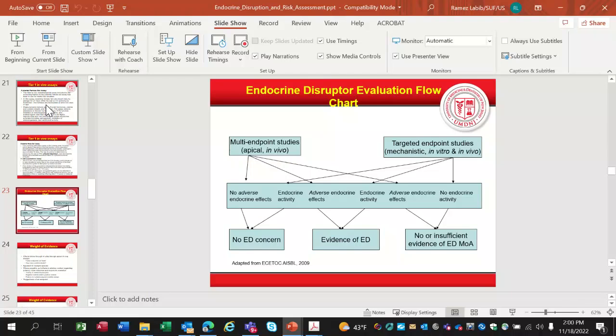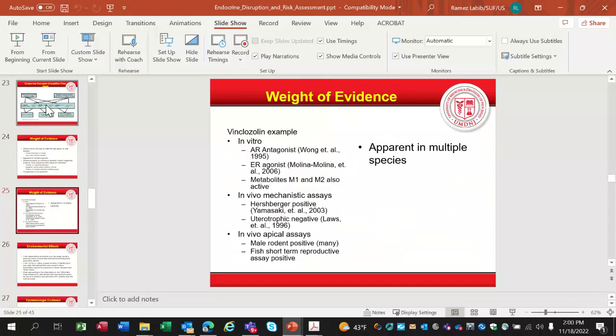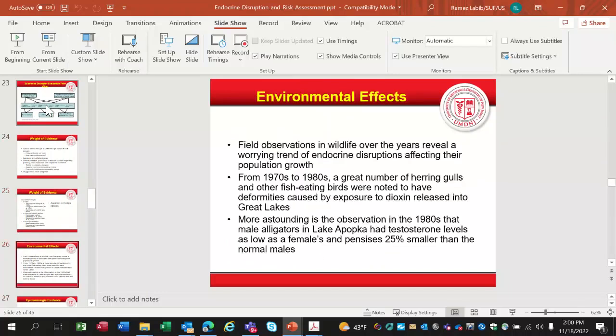And as I mentioned, this is just an important slide in terms of that you have to take into context all the evidence from both the apical studies as well as the multi-endpoint studies, and come up with a determination of whether or not you have evidence of endocrine disruption. And that's why weight of evidence is important. And this is just an example of how you use that weight of evidence to determine that this drug is an endocrine disruptor.